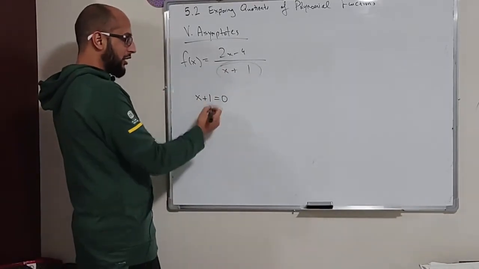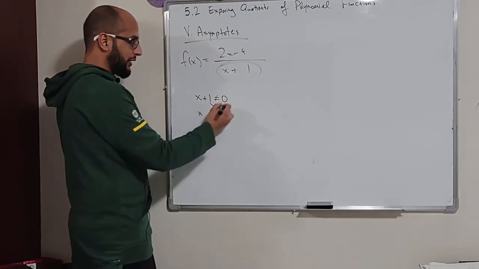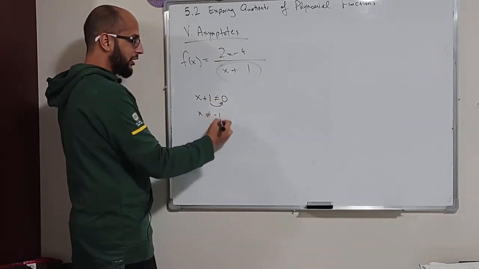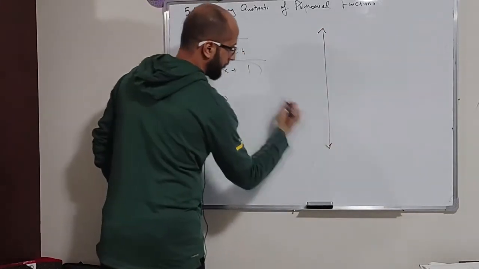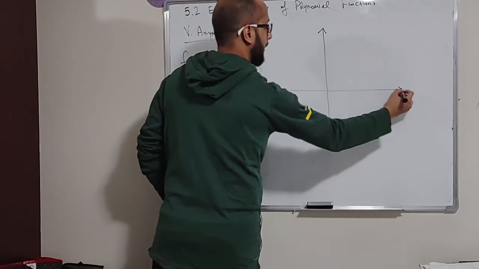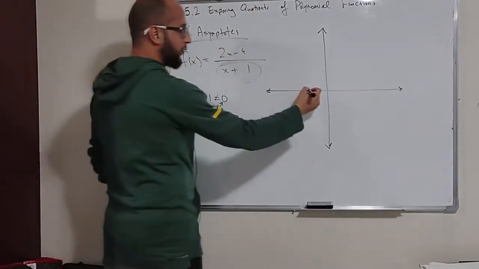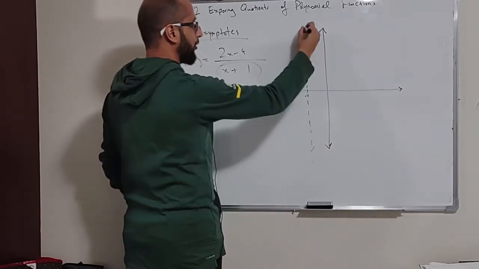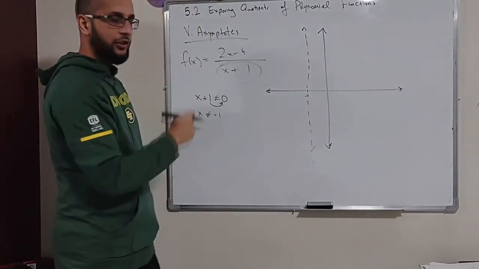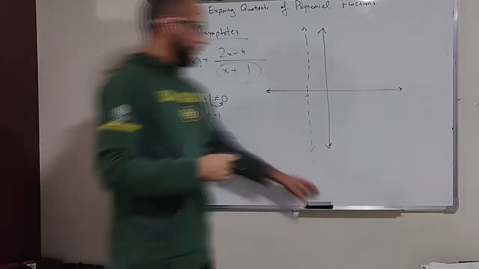So x plus 1 cannot equal 0. Therefore, we take the 1 to the other side. x cannot equal negative 1. What it would look like, straightforward, is that at x equals negative 1 in our function, we would have a vertical asymptote. It's not the straightest line, but it works.